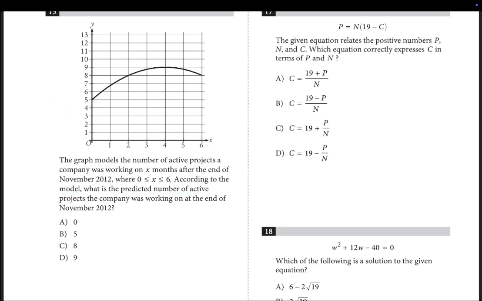Pardon me, that's wrong. I have to use that.